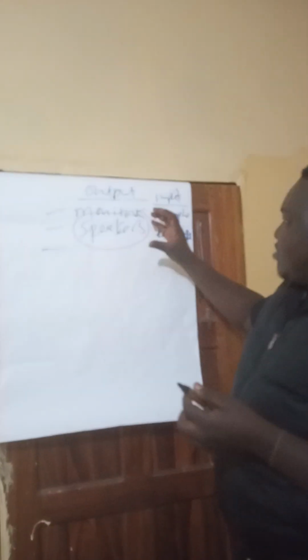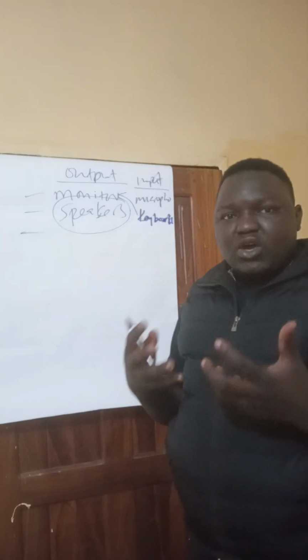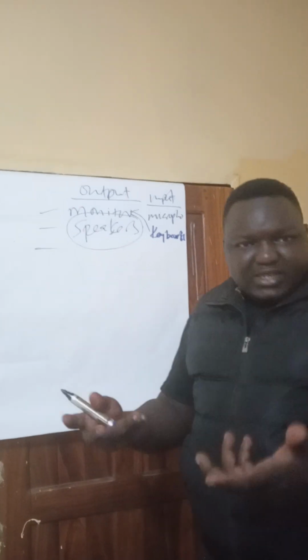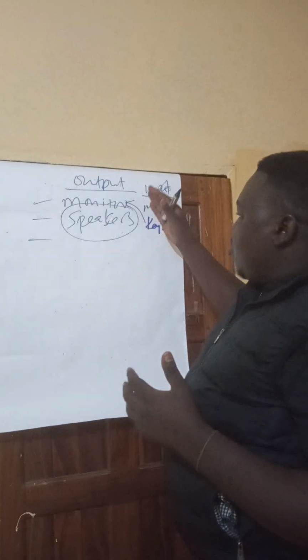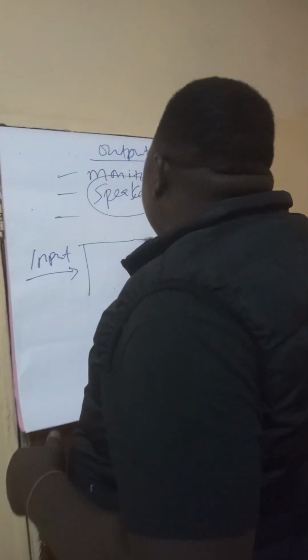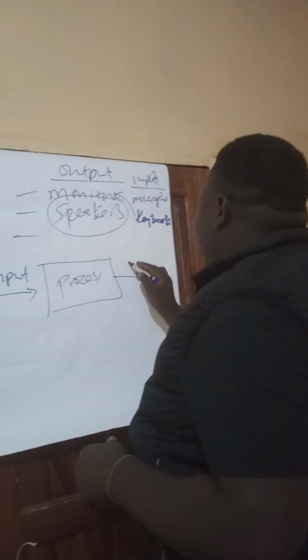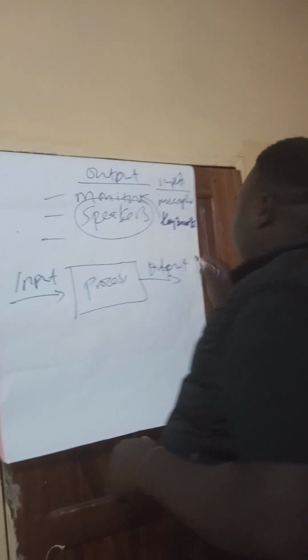These are the devices responsible for displaying, or giving out, printing out information to users. So basically this is how the computer operates. We say input, and through the input it gets to the processing and then gets to output.